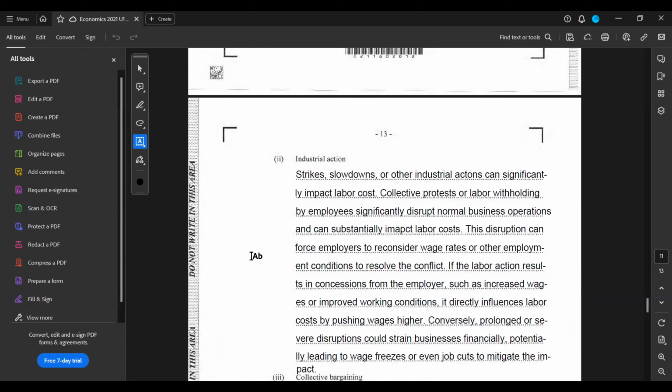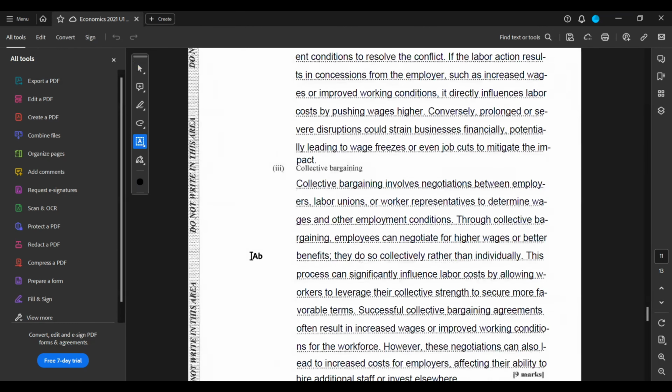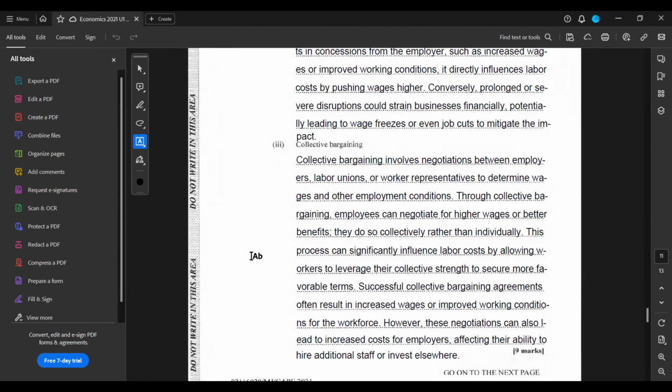If the labor action results in concessions from the employer, such as increased wages or improved working conditions, it directly influences labor costs by pushing wages higher. Conversely, prolonged or severe disruptions could strain businesses financially, potentially leading to wage freezes or even job cuts to mitigate the impact. Then we have collective bargaining.